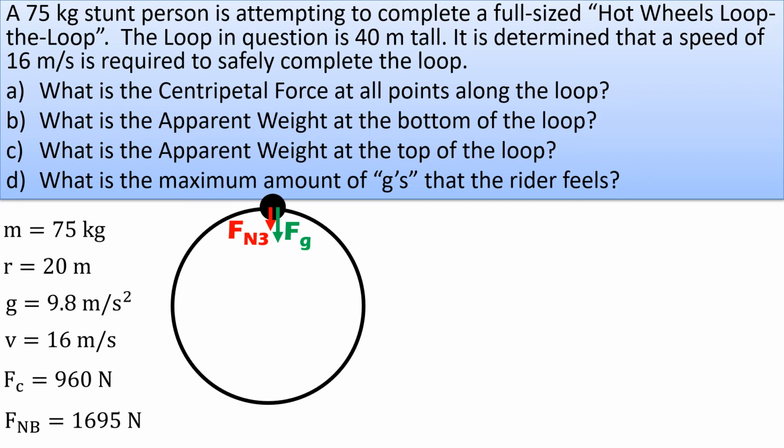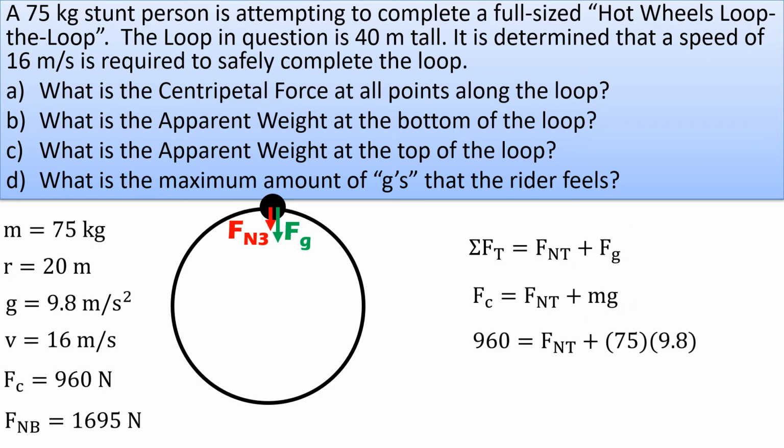All right, so let's write our net force equation. What do you think it's going to look like? All right, so the net force is equal to the combination of these two forces. They're working together to create the centripetal force. The net force, by definition, is equal to the centripetal force, and Fg is equal to mg. We calculated the centripetal force before. It's still 960 newtons, but now that 960 is being provided by these two forces working together.